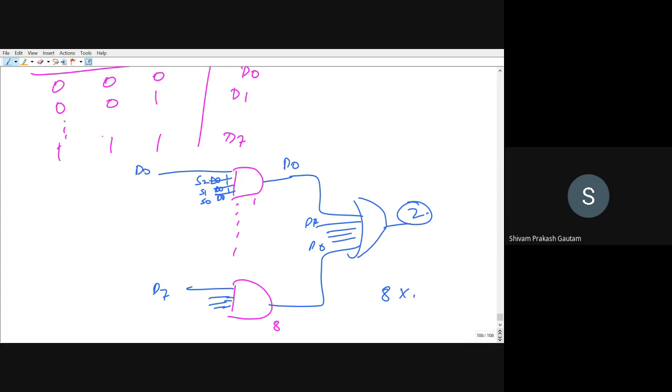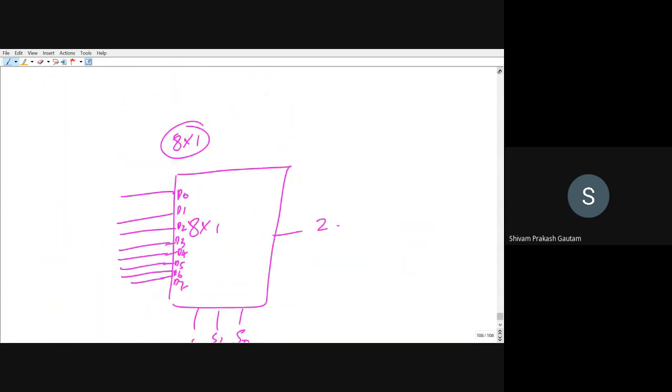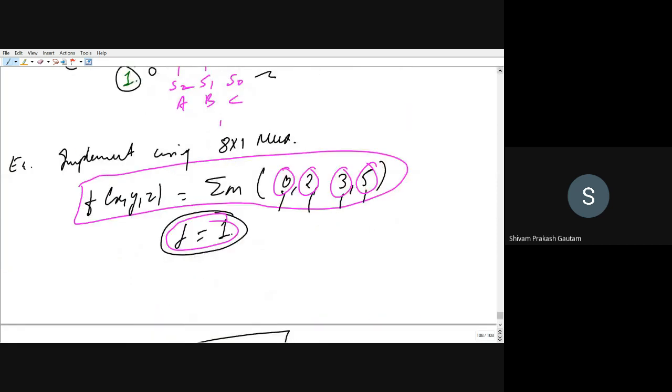Now what has been asked in the problem? In the problem, it has been asked that you have to implement a function for which the min terms are provided to you. What are the min terms? 0, 2, 3, and 5. What does this mean? This means that at these min terms, our function will give the value one. That means you have to provide D0, D2, D3, and D5 as 1.